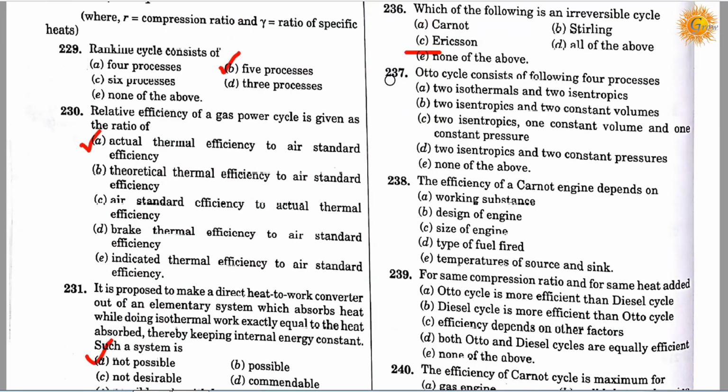Question number 237. Otto cycle consists of the following four processes: option A, 2 isothermal and 2 isentropic; option B, 2 isentropic and 2 constant volume; option C, 2 isentropic, 1 constant volume and 1 constant pressure; option D, 2 isentropic and 2 constant pressure; option E, none of the above. So the correct answer is B, 2 isentropic and 2 constant volume.